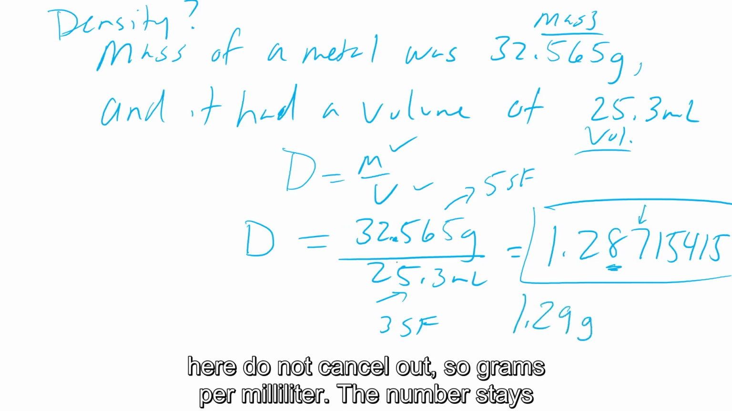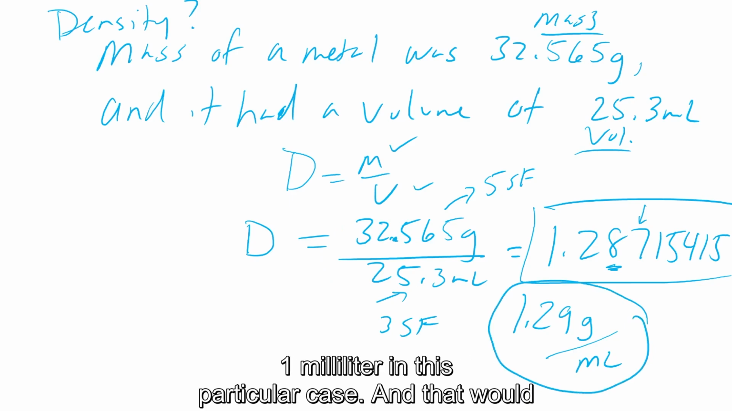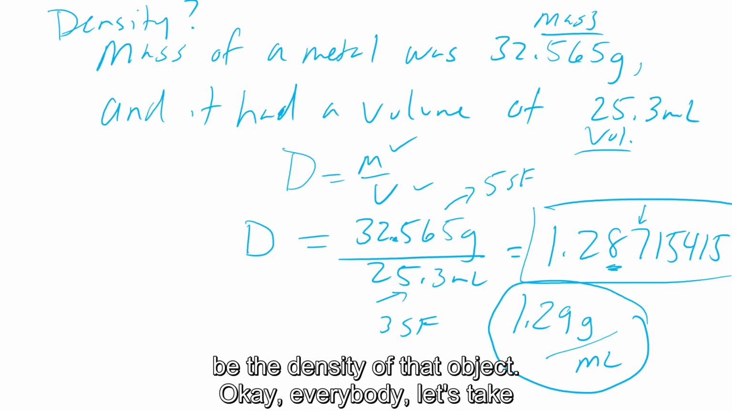The units here do not cancel out, so it is grams per milliliter. The number stays with the top unit, which is grams in this case, and is per 1 milliliter in this particular case, and that would be the density of that object.